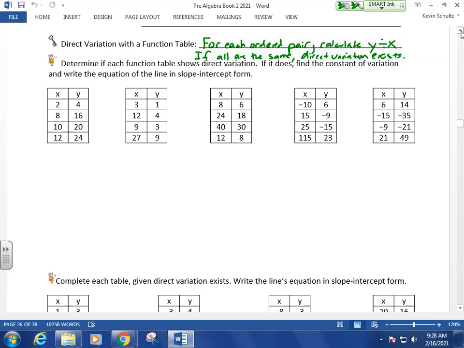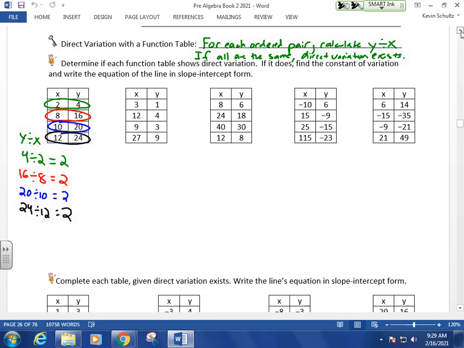So, for that first one, okay, we look at our ordered pair, 2, 4 here, and we're going to take 4 divided by 2, right? Y divided by x. What is 4 divided by 2? John, 2. All right. Then we go on to the next ordered pair, 8, 16, and we again take y divided by x. 16 divided by 8. What does that equal? 2. Okay. Then we go to our next ordered pair, 10, 20. 20 divided by 10, y divided by x equals what? 2. And then we go to our last ordered pair here, 12, 24. We're taking 24 divided by 12, y divided by x, and we get what? 2, right?